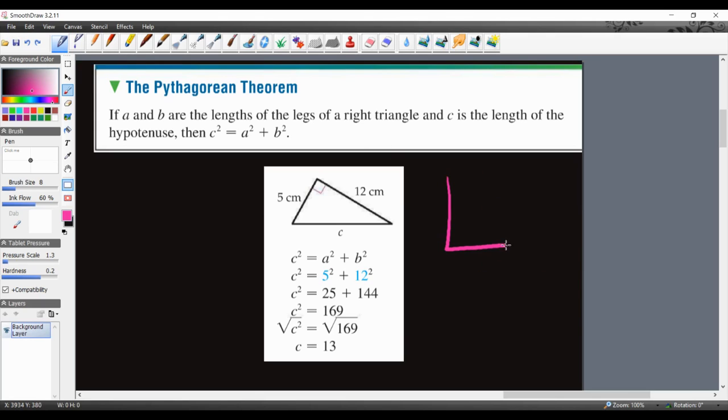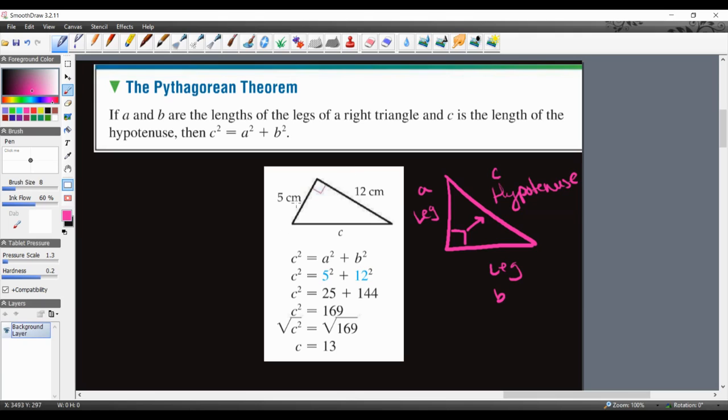A right triangle has two legs, okay? This is a leg, this is a leg, a right angle, that's why it's called a right triangle, and then it has a hypotenuse, which is always across the right angle, and it's also the longest side in the triangle. So just remember that. This is saying that A and B are the legs. So this would be A, this would be B. You can swap, it doesn't matter. And this is your C, okay?